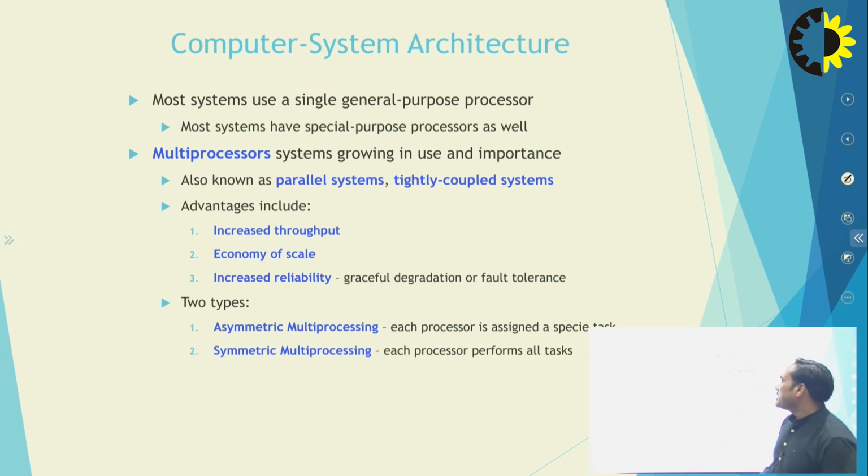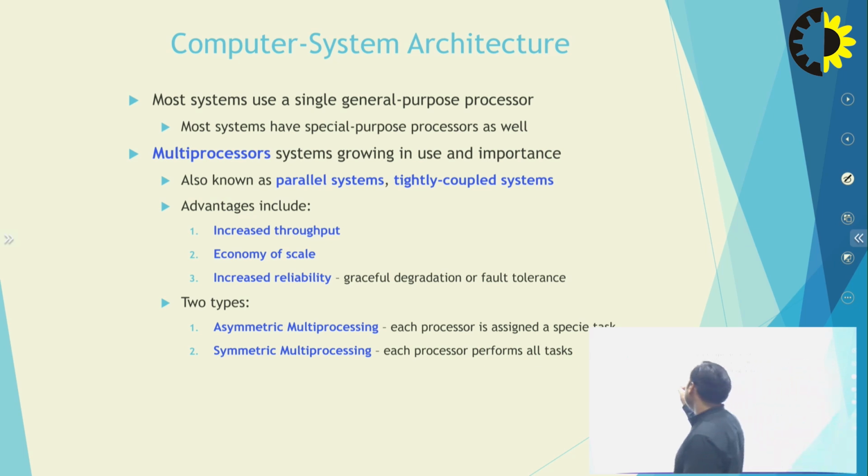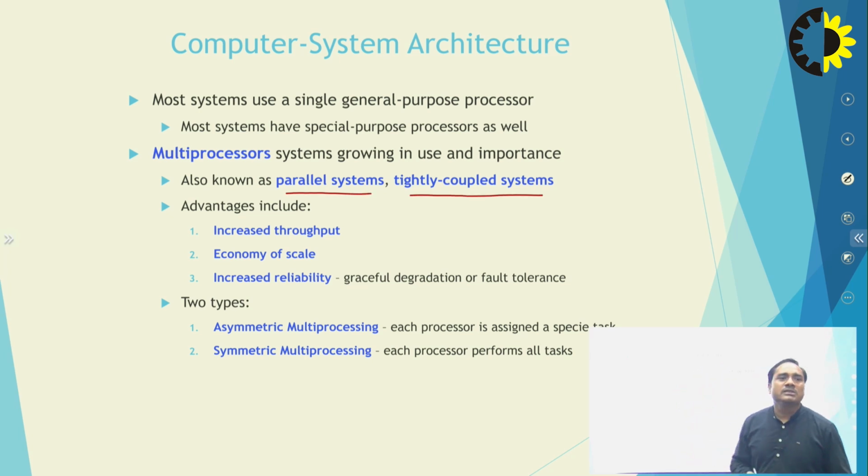Computer system architecture. A computer system is divided into different architectures, that is, the multiprocessor system. The multiprocessor system is also known as a parallel system or tightly coupled system. This is very important. You can see here, the multiprocessor system is also known as a parallel system or tightly coupled system.